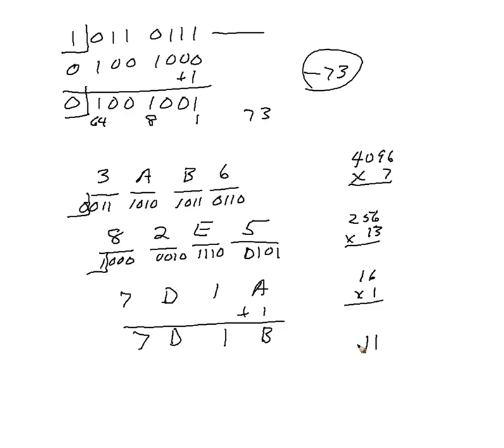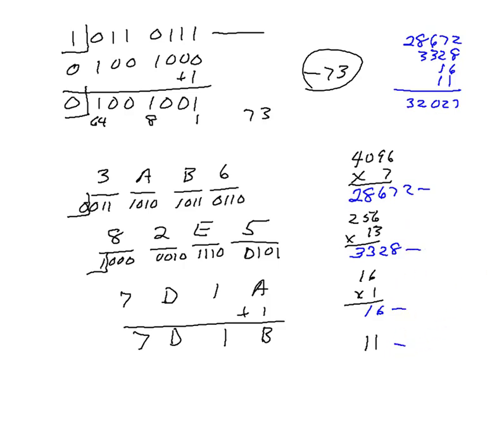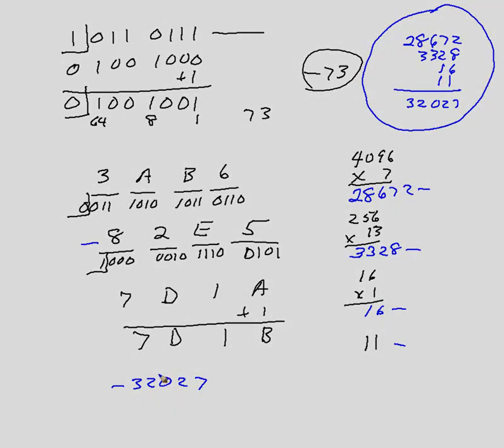Let me do the multiply on all these others. Be right back. Okay, I'll multiply all my numbers. I get this, this, this, and then my 11. I add them all up, and I get 32027. But remember, we were dealing with a negative number to start with. So the decimal equivalent to this negative number right here is negative 32,027. Watch out for those negatives.